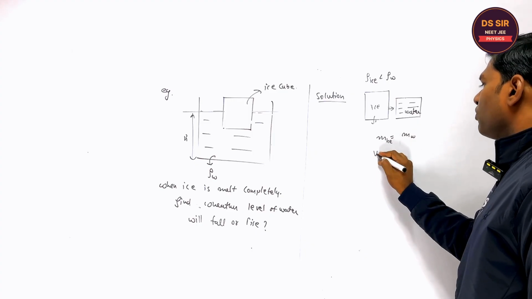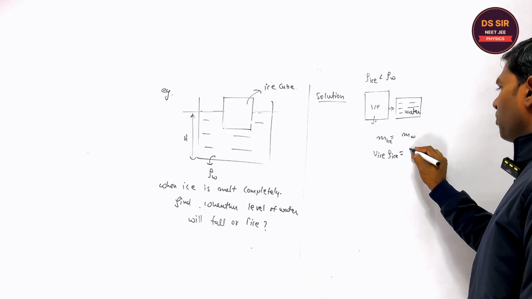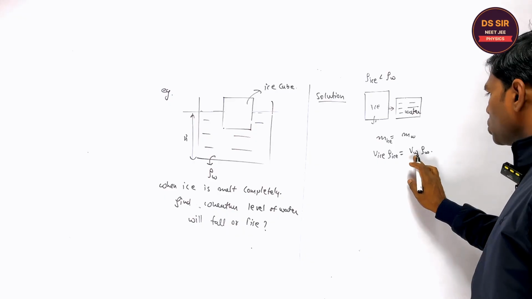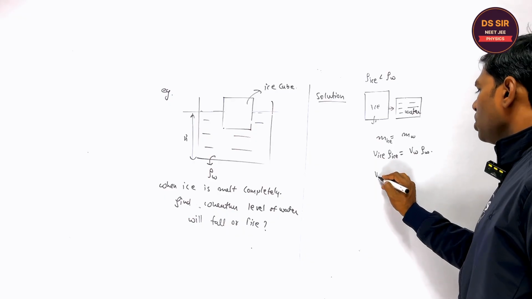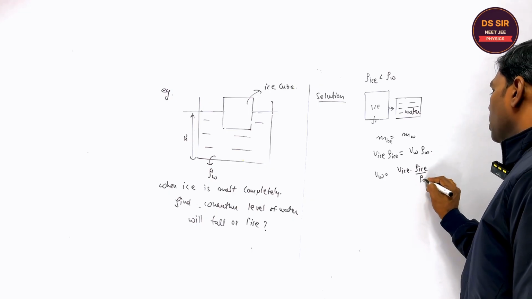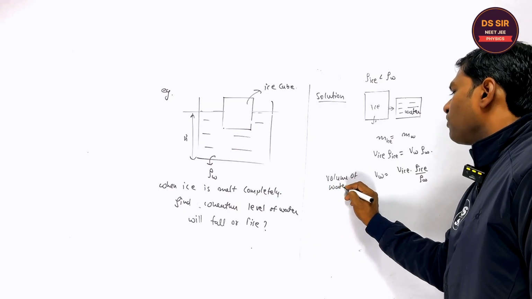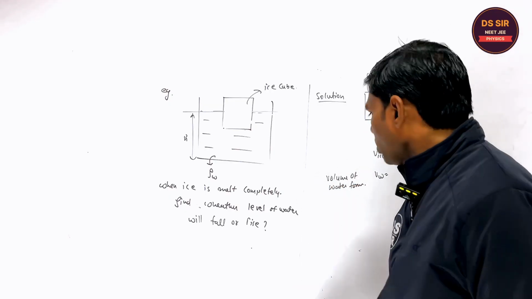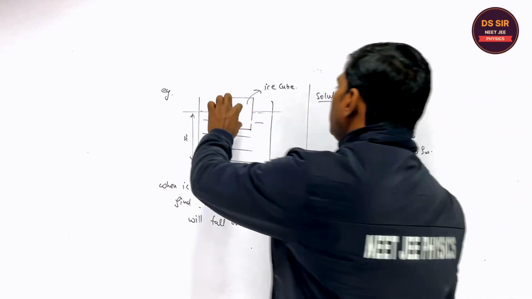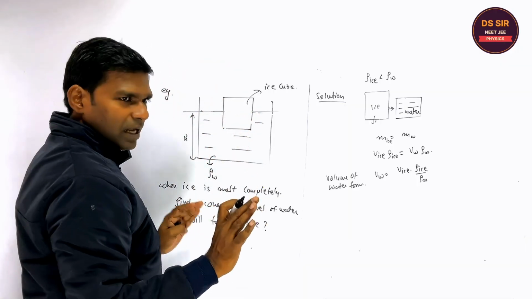What is the mass? So volume of ice into density of ice is equal to what? Volume of water formed into density of water. Is it clear or not? So the volume of water formed will be volume of ice into rho ice upon rho water. This is the volume of water formed. Is it clear or not? You tell. This is the volume of water formed. So when this ice cube melts, the water will be forming. Are you getting or not?